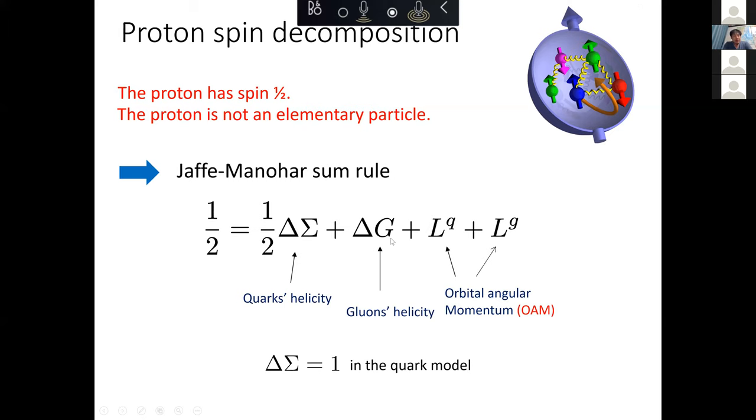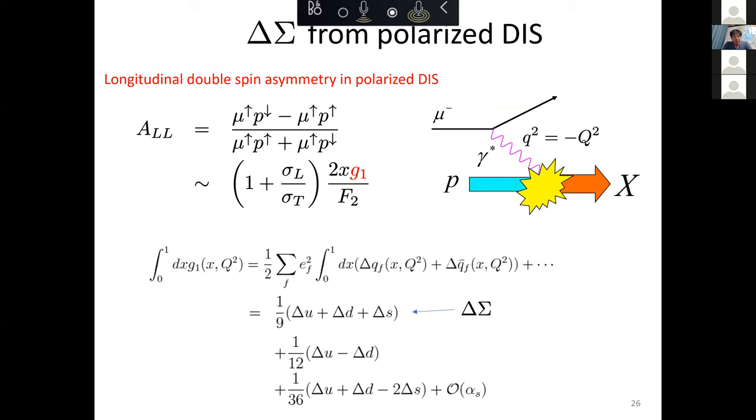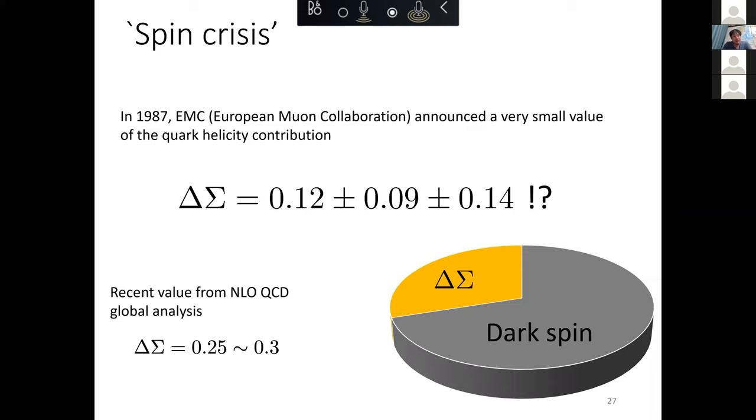That's a naive expectation, which is not so, and one can actually measure this delta sigma from experiments with polarized DIS, which is a double spin asymmetry of the proton and muon. Proton and electrons are both longitudinally polarized, and then you take the asymmetry of the cross section. From this asymmetry, you can extract delta sigma. Here is the very first result, announced in 1987 by the EMC collaboration at CERN. Their result was a shock: delta sigma is 0.1 instead of 1, and including the error, it is even consistent with 0. That was a surprise, and this is where spin physics basically started.